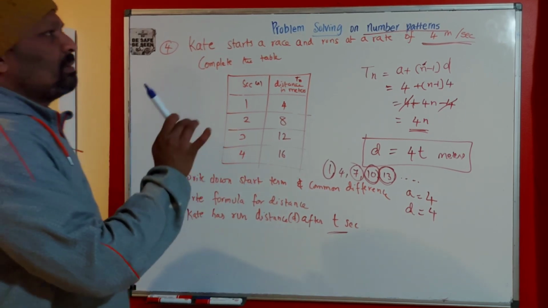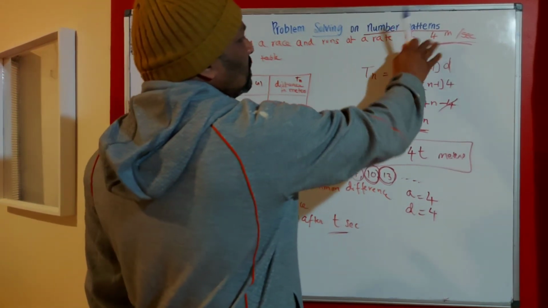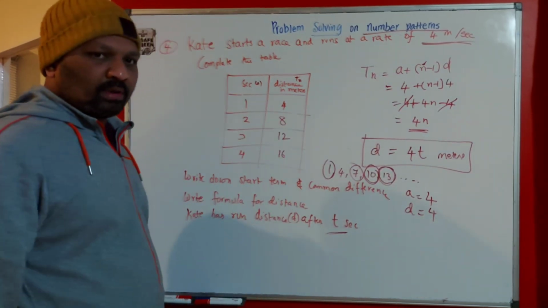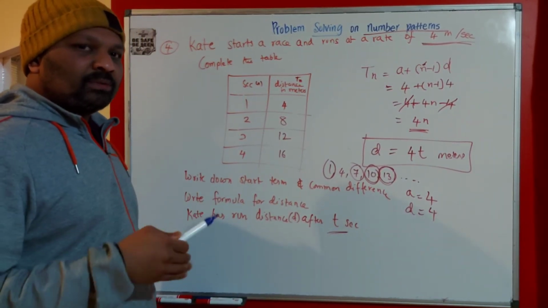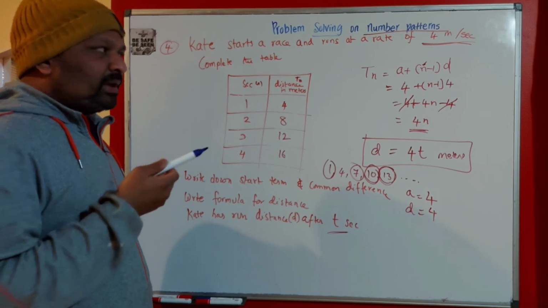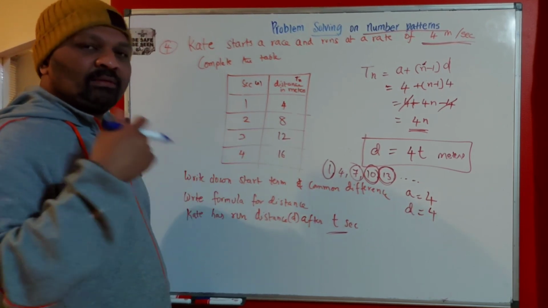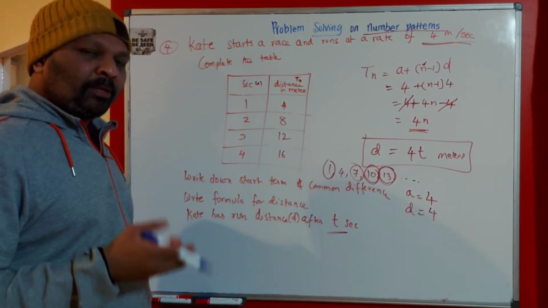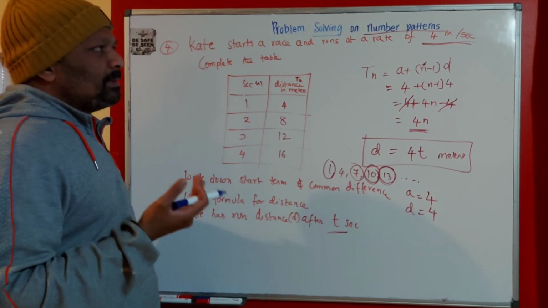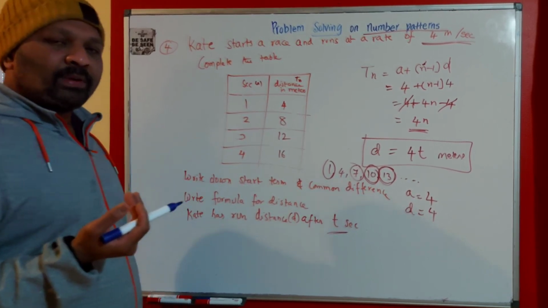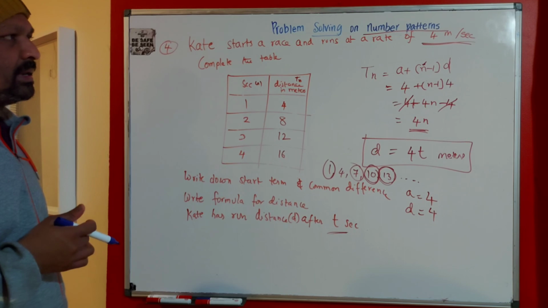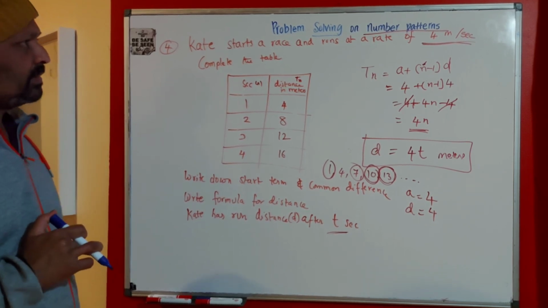So this is all about number patterns in arithmetic progression. There are also certain number patterns which are in geometric progression, where instead of a common difference there will be a common ratio. The number patterns that follow geometric progression, we will discuss in some other video. Okay, thank you.